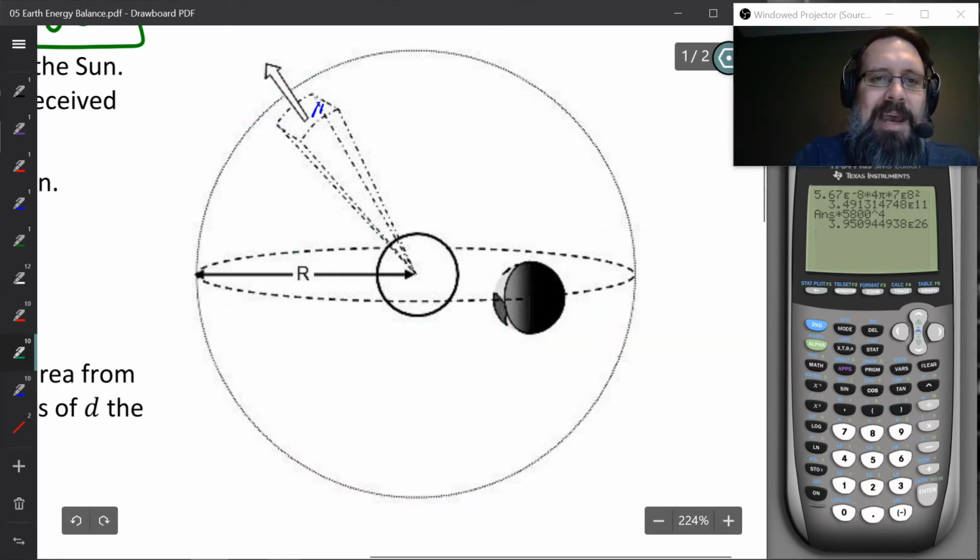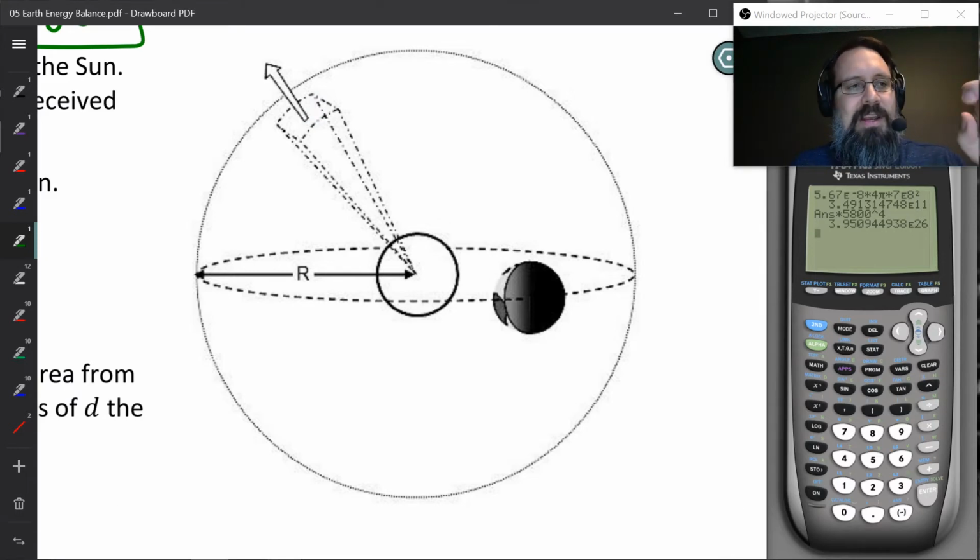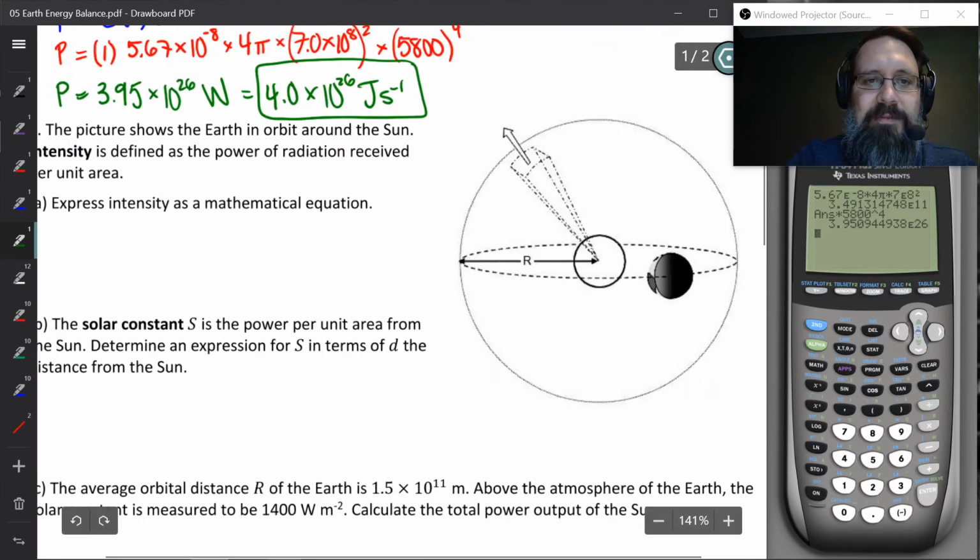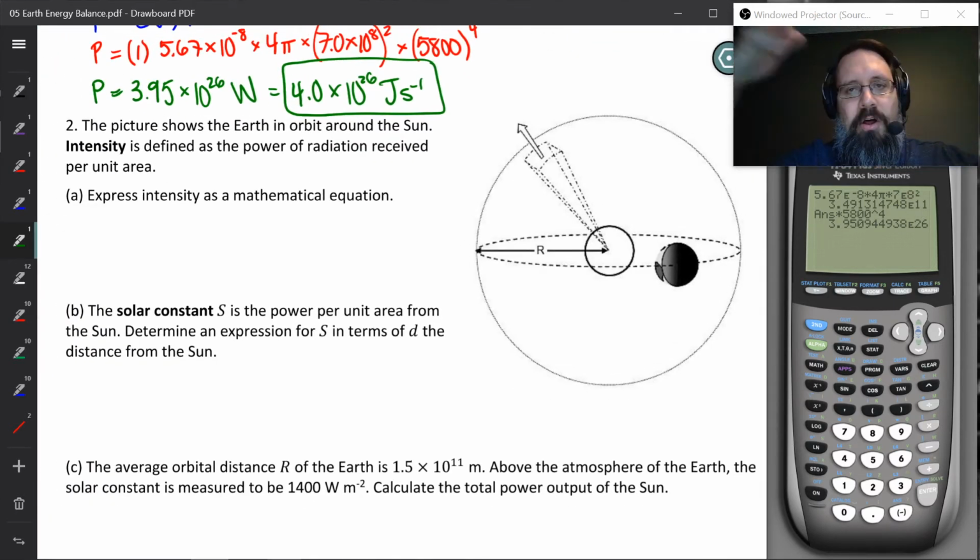So what we want to do now is relate that total power output of the sun. We want to talk about how much of it actually makes it to the Earth, because not all of it does. We're just a little tiny speck within this giant area of influence of the sun. So all the area around the sun is getting that 4 times 10 to the 26, but we're just going to be getting a part of it.